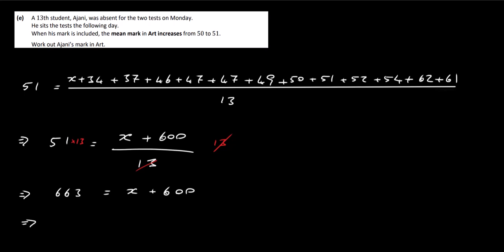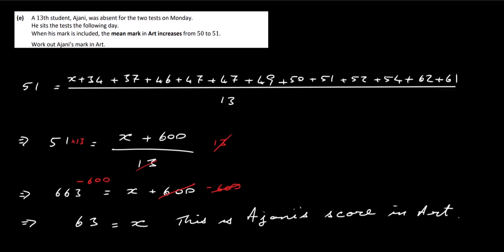So in order to work out what x is, then what Ajani's mark is, what you would normally do here is you would look at this 600, which you've got to get rid of. It's a plus 600, so let's subtract 600 to get rid of it. So that will give us 0 there, but you must subtract 600 from this side as well. If you do that, you get a score of 63, which is Ajani's score. Okay, and that's it for this question.